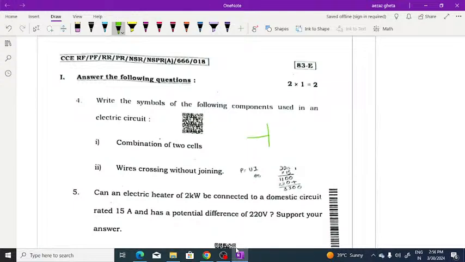Okay. Write the symbol. This was the easiest question. Combination of two cells. This is positive, negative, positive. And this is negative. Okay. This is the answer. And wire crossing without joint, you know, this is okay, both over. Understood? Right. Next, fifth question.